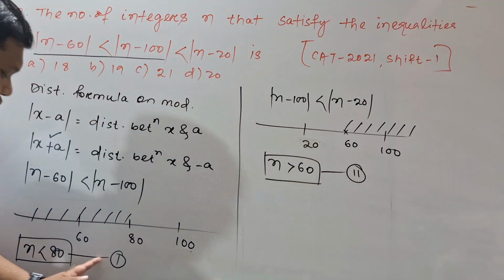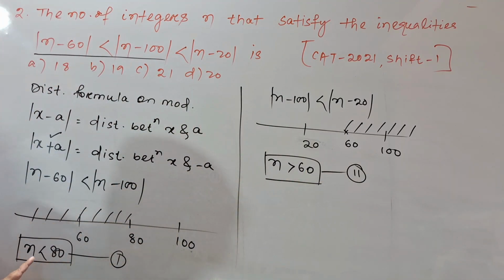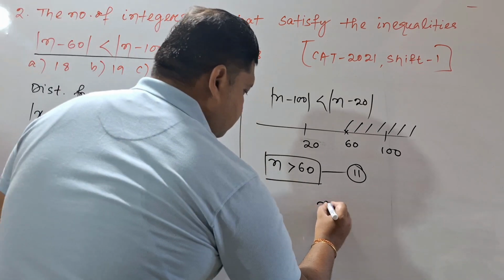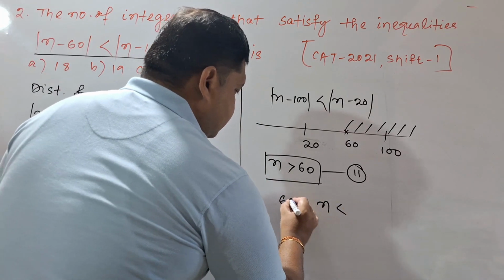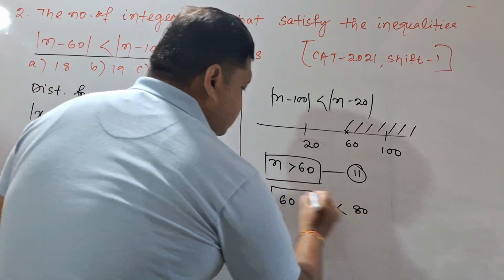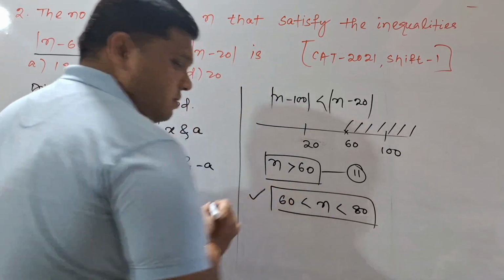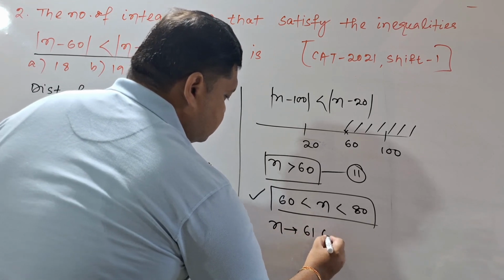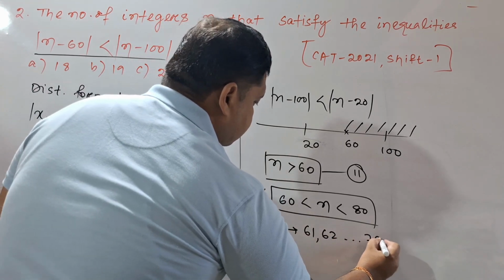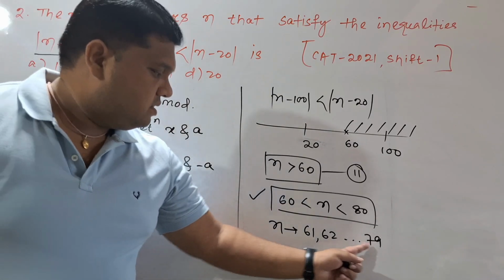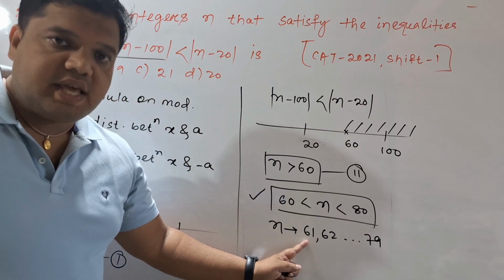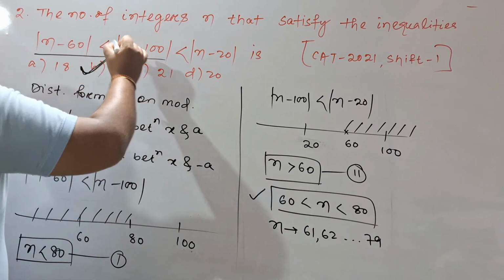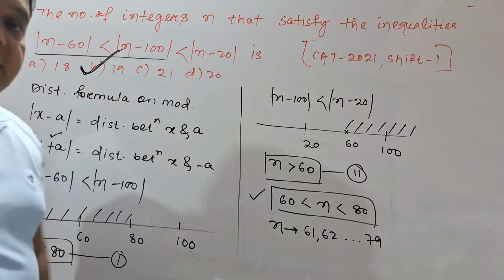If I combine these two, here n is less than 80 and here n is greater than 60. So n lies within 60 to 80. This is my conclusion. So the values n can take are 61, 62 up to 79. How many values? 79 minus 61 is 18, plus 1, that is 19. So which option is correct? Option B is correct. The answer is 19.